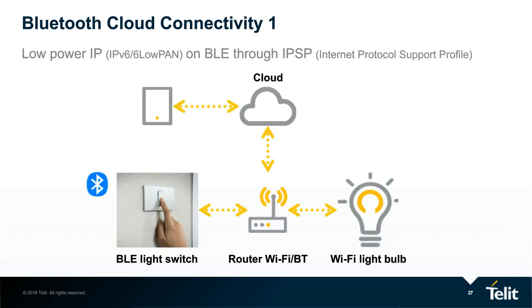The first one is the use of IPv6 over the Internet Protocol Support Profile, IPSP. This gives a kind of continuous connection between sensor and cloud with equal capabilities. It has the advantage that there's no data conversion necessary. There's less complexity on the routers, and it can essentially be used with any cloud out there. Of course, it comes with a disadvantage.